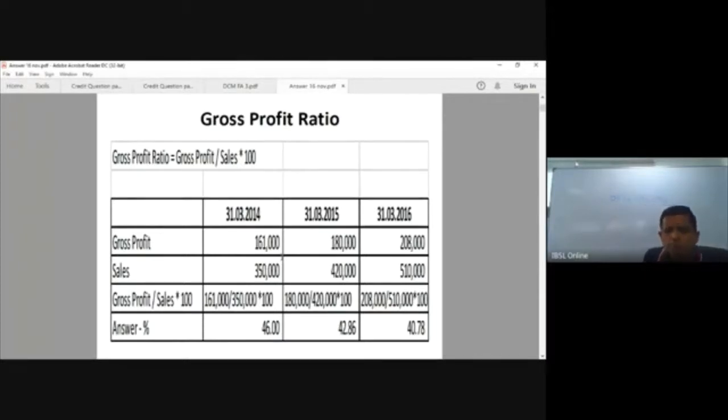46%, 43% and 41%. There is not much deviation, but there is a slight decline in terms of the GP ratio. A slight decline can be observed, but there are no material variations. We will interpret once we calculate all the ratios, right? No need to explain this GP ratio again and again. I hope it is very clear.